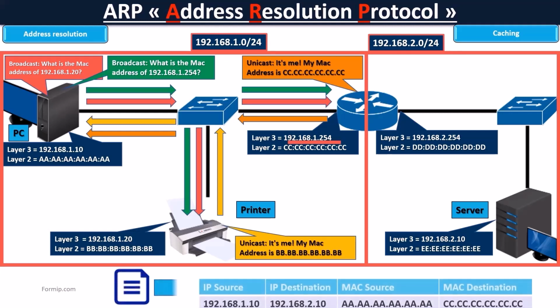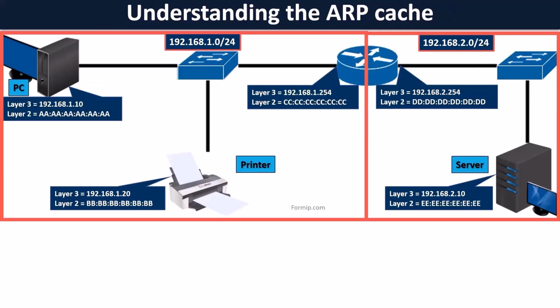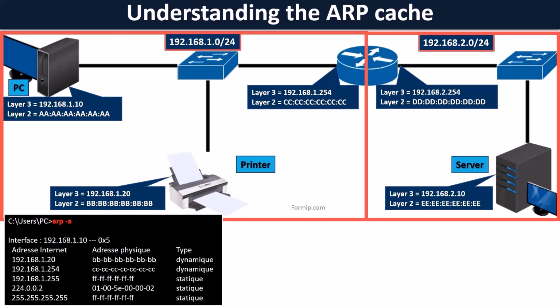If the PC wants to communicate with the server, its IP header will contain the IP address of the server in the destination IP field, and the router's MAC address in the destination MAC address field. Each IP device keeps a table in memory. It's the ARP table. The purpose of this table is to cache IP addresses and MAC addresses. The arp -a command displays the ARP table. In the command prompt, we do it on the PC.